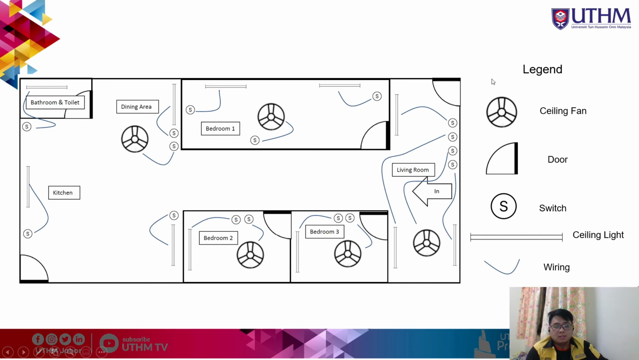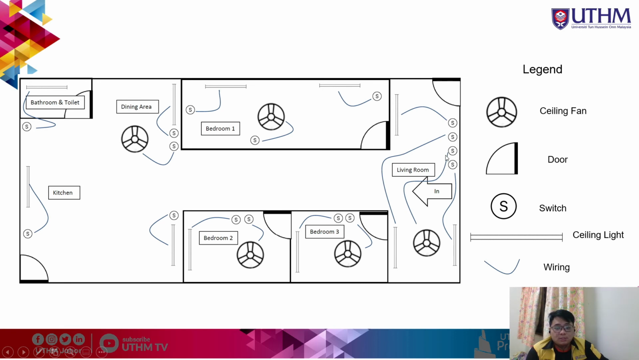Here is the legend for the house plan. This logo is the ceiling fan, and this one is the door. Next, this one is the switch, and this one is the ceiling light, and lastly, this one is the wiring. So in my house, there are 5 ceiling fans and 11 ceiling lights. So in total, there are 16 switches in my house. All the switches are one-way switches.